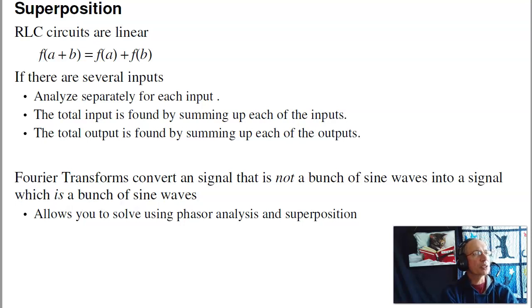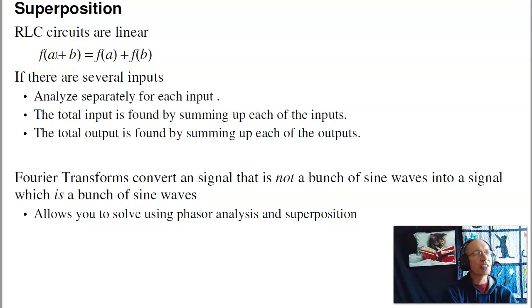Now, circuits with resistors, capacitors, inductors are linear. What that means is that if I have a function of A plus B that's equal to f of A plus f of B, that's the definition of linear. Where that applies to Fourier transforms is suppose I have two separate inputs, something at 1 kilohertz and something at 2 kilohertz. I can treat that as two separate problems. Analyze the circuit at 1 kilohertz, analyze the circuit at 2 kilohertz, add the two answers together, and that's exactly the same thing you'll get if I have the circuit with two frequencies feeding it.